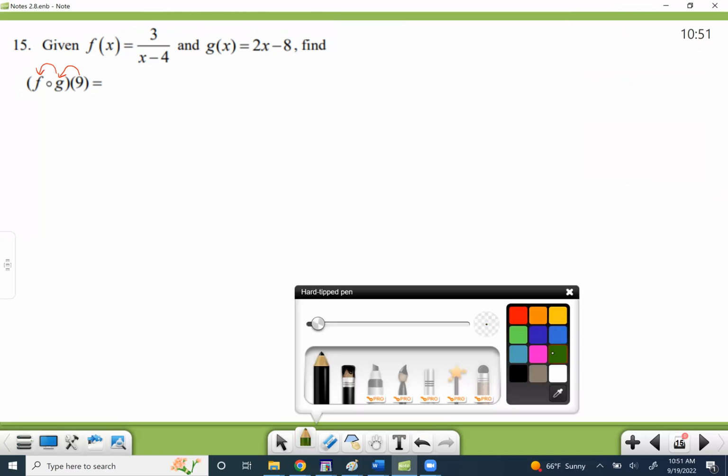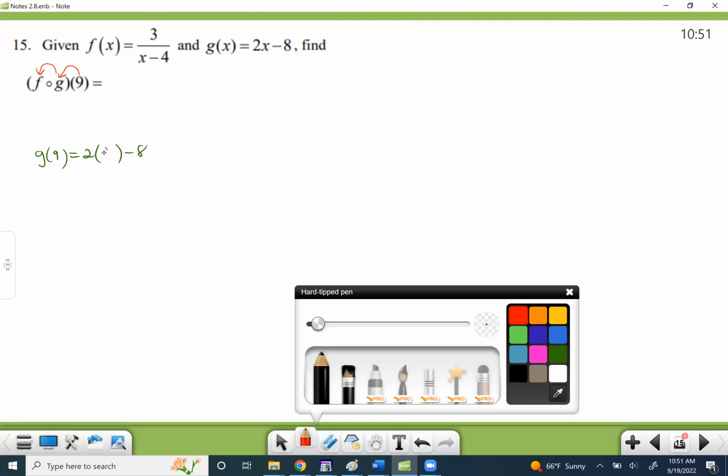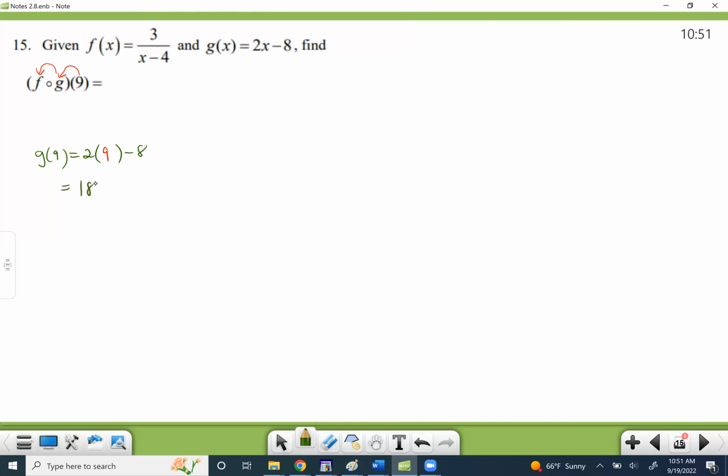So we're going to start by putting 9 into G, okay? So let's figure out what G is with 9 inside of it. So I'm going to take the 2x minus 8, and I'm going to substitute a 9 in. So I end up with 2 times 9 is 18. 18 minus 8 is 10. Then I'm going to go ahead and go to F now, and I'm going to substitute 10 into it.